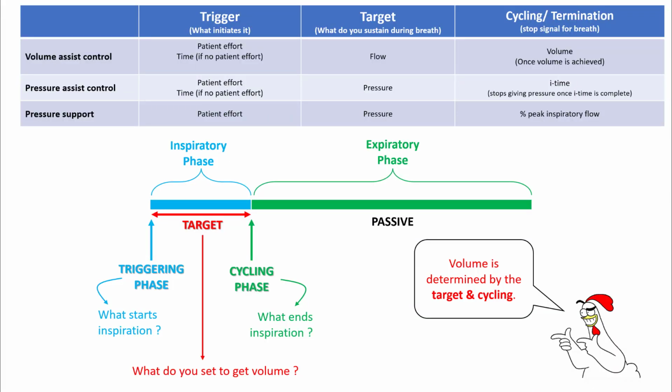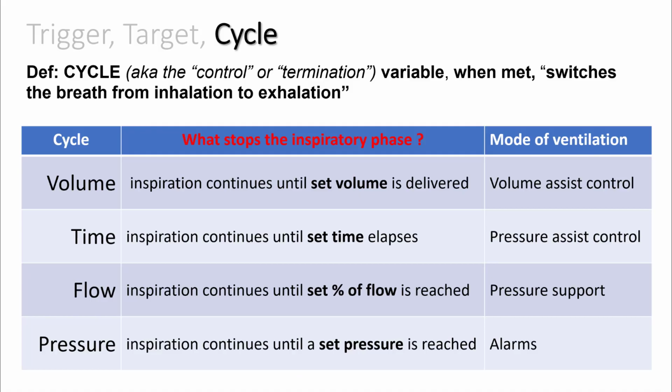For recap, trigger was the parameter which initiates the breath, target is the parameter which you use to sustain during the breath, and the cycling or termination was the stop signal. The cycle variable, when met, switches the breath from inhalation to exhalation. So different vent modes have different cycle parameters.